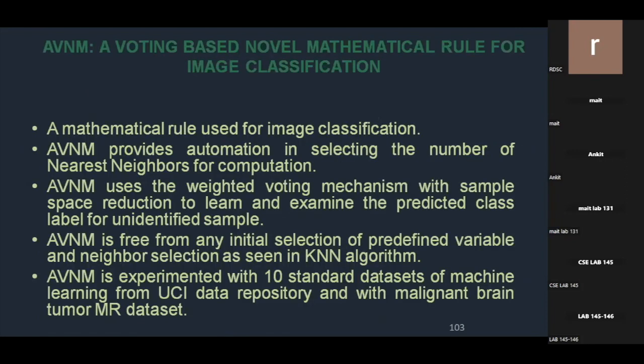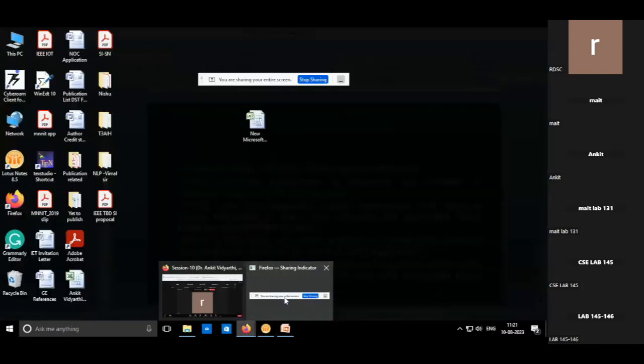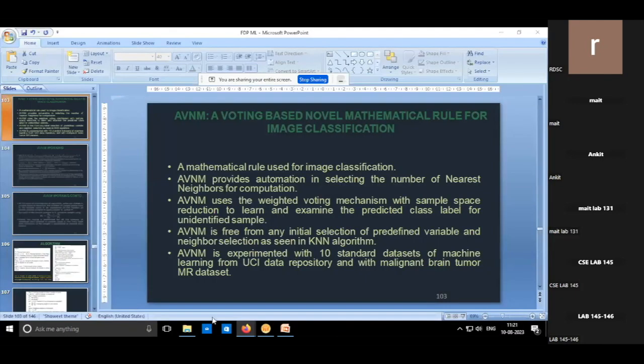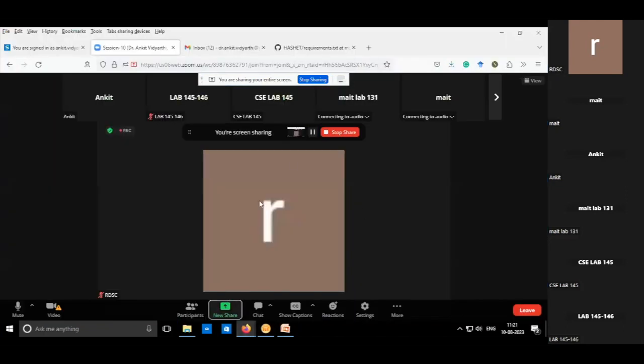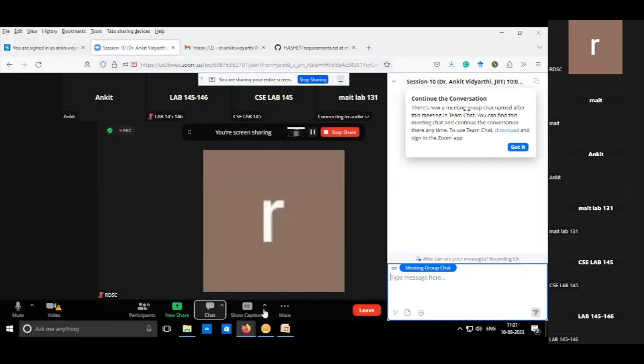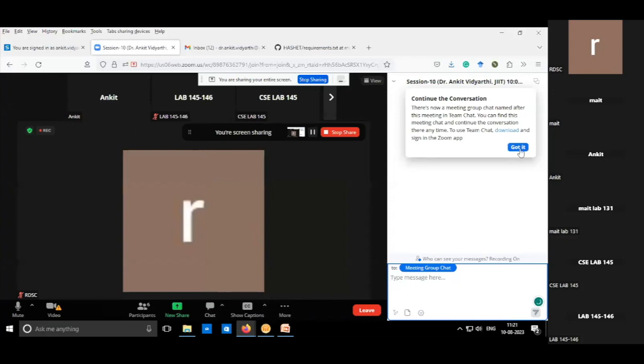Moving towards the classifier, we have classifiers like KNN, decision tree, SVM. So what I did, is there any doubt, any question? I think no question is there. Okay, got it.